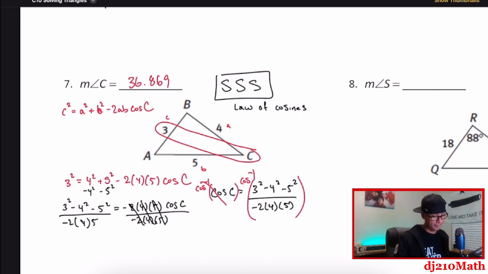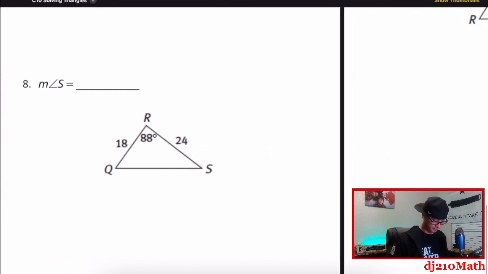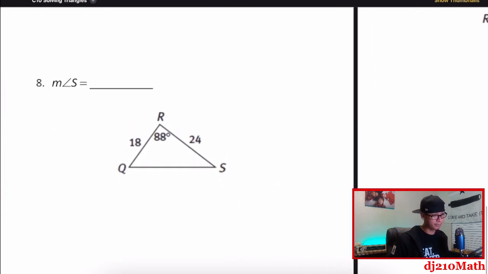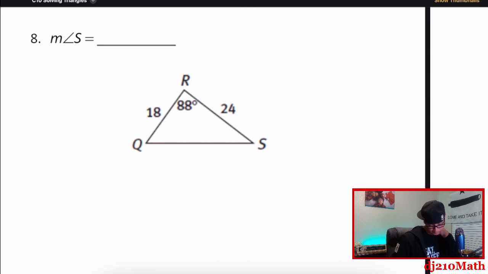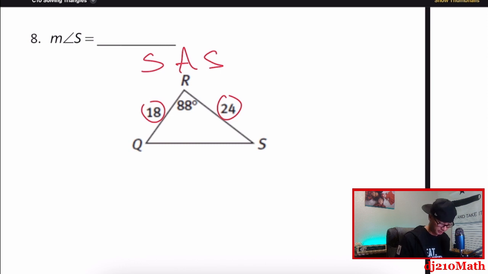Okay. Number 8. Again, looking for an angle. These are by far the most tedious for sure. Notice, side, angle, side. The angle is in between the two sides. So this is going to be law of cosines.